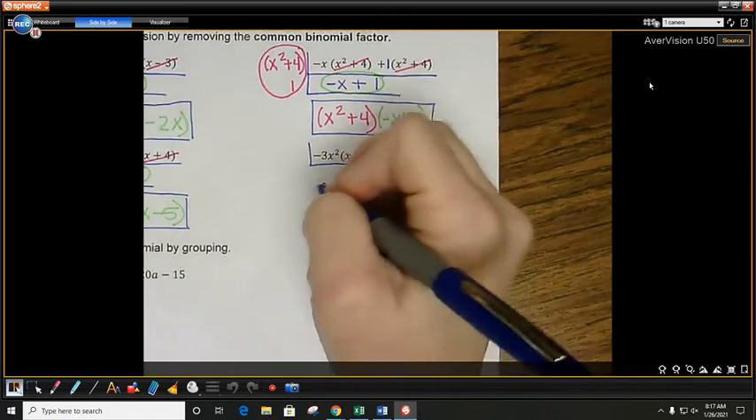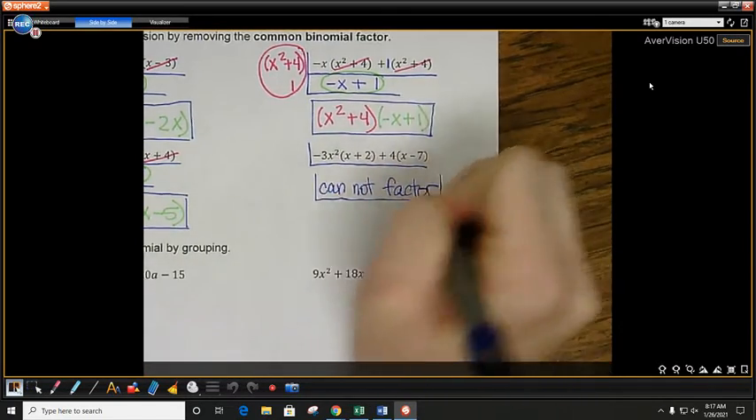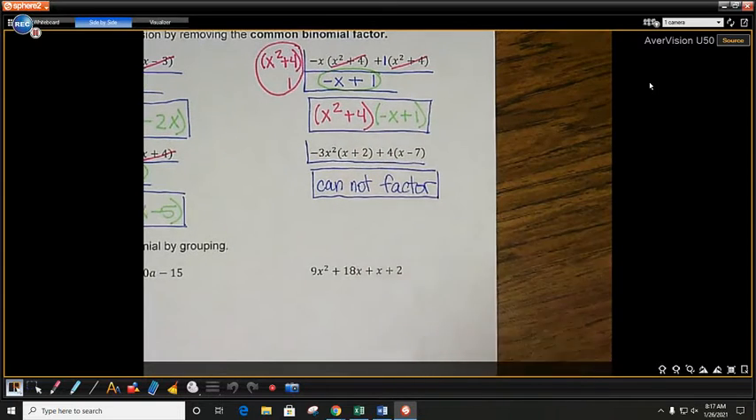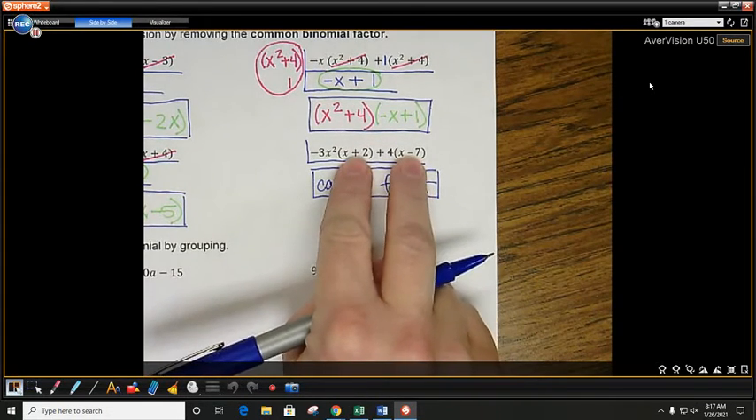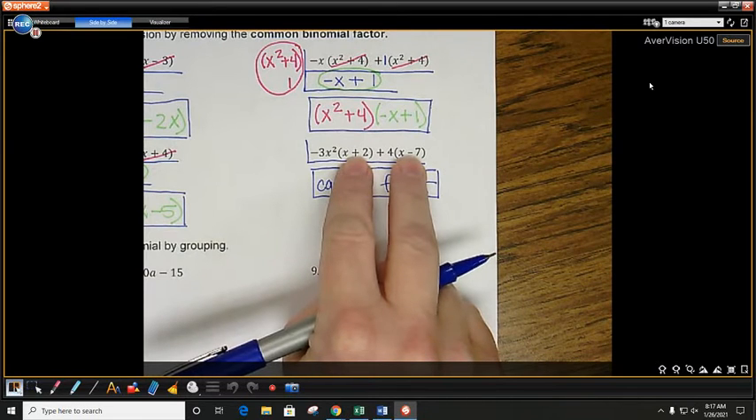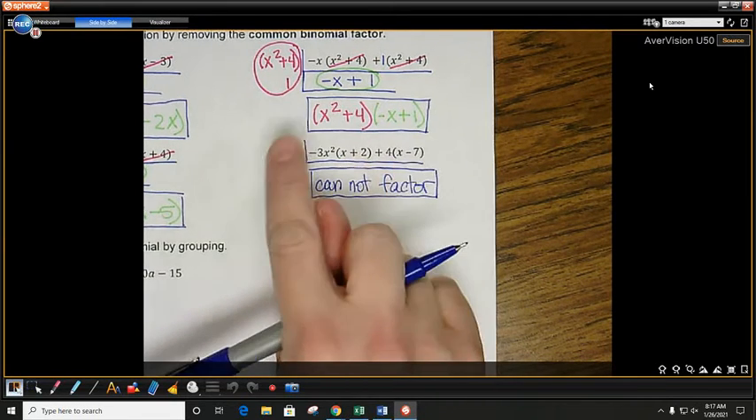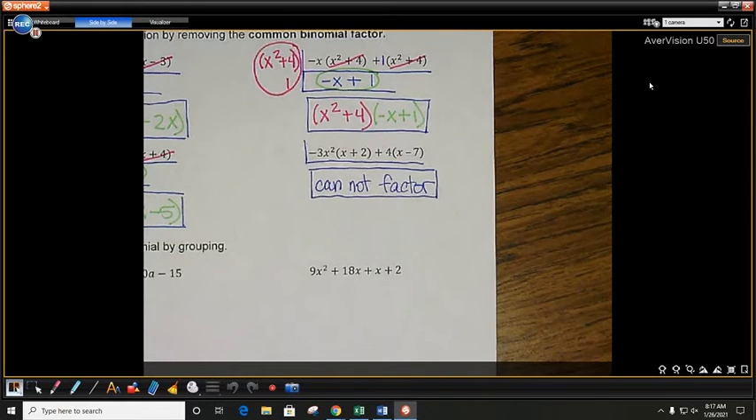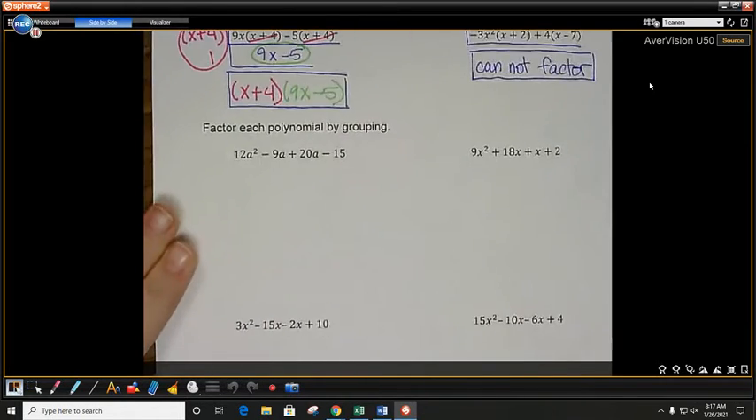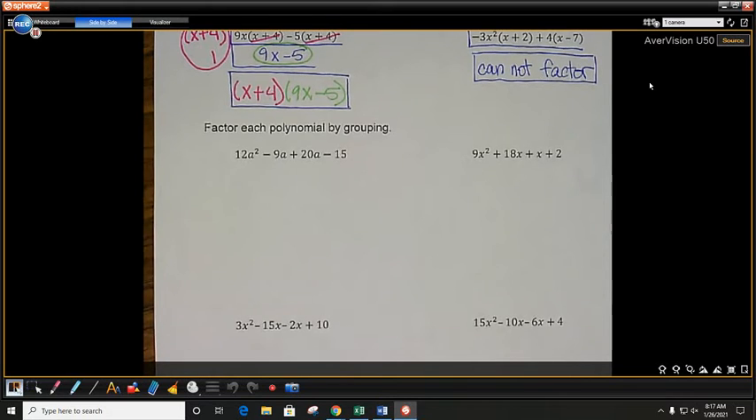Now, if we're working on factoring, do you think you're going to get a whole lot of problems that can't be factored? Probably not. But I did want to show you that not everything can be factored. If your binomials, your two-term polynomials in the parentheses, don't match, that's not in common, so you can't factor it out.